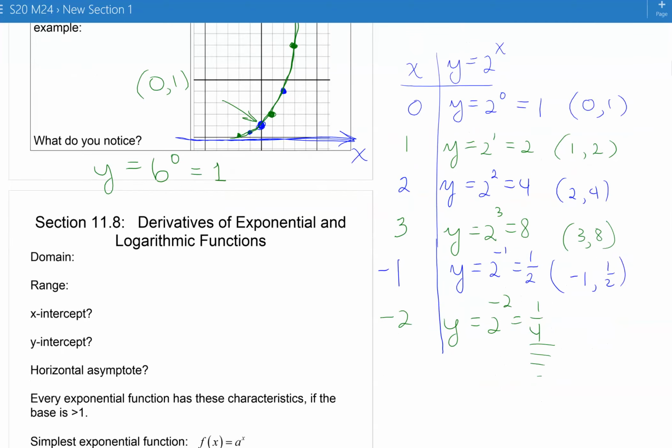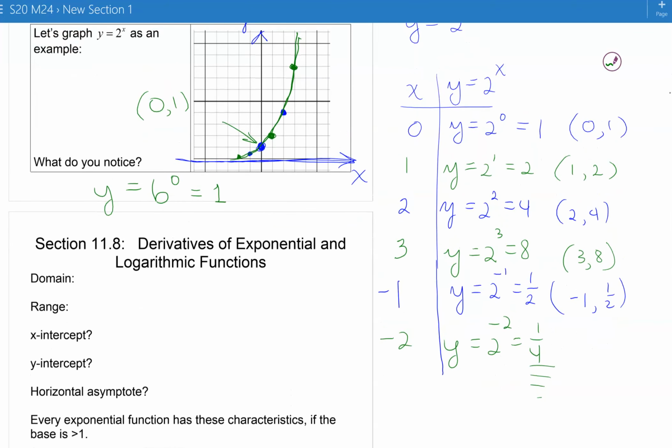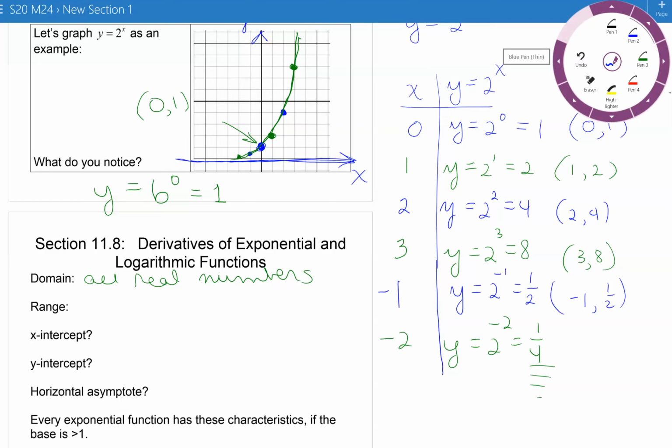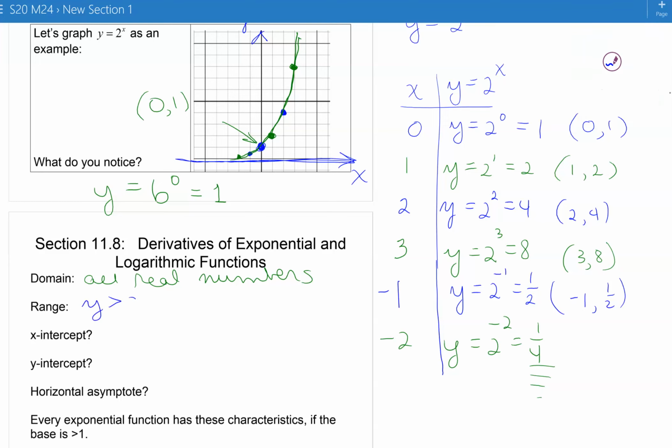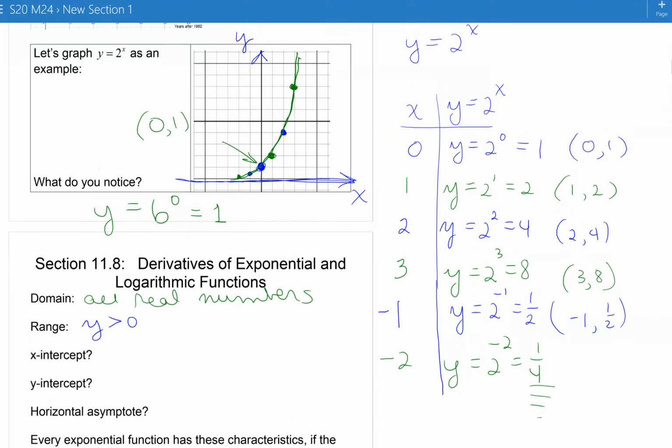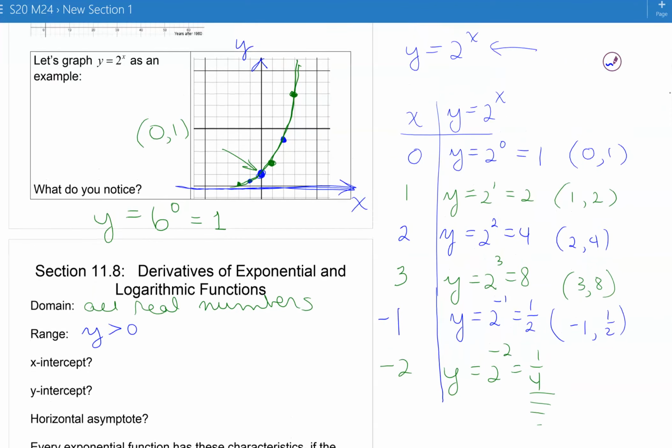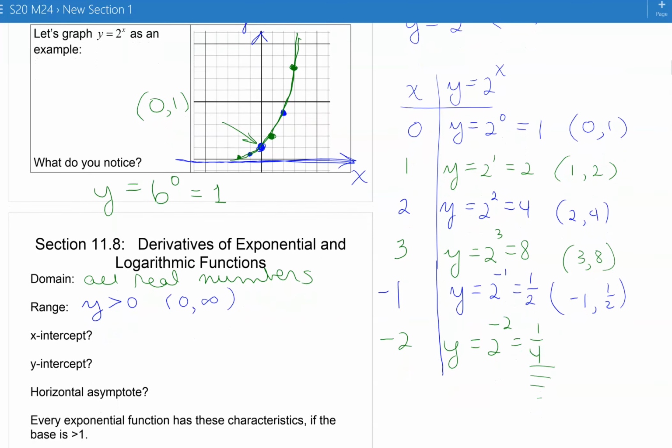And then let's look at the domain and range of this graph. The domain is all real numbers. You can put any x value into an exponential function and get a valid result. The range is positive y values only. You can never get to y equals 0 by putting a number x into this function. So in interval notation, we'd say from 0 to infinity. Y goes from 0 to infinity, but not including 0.